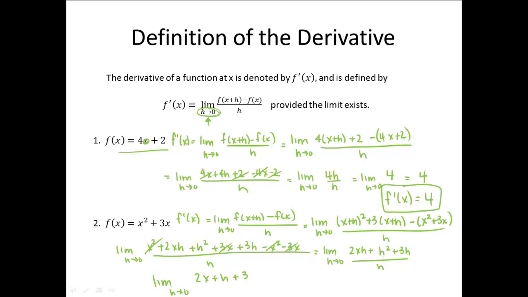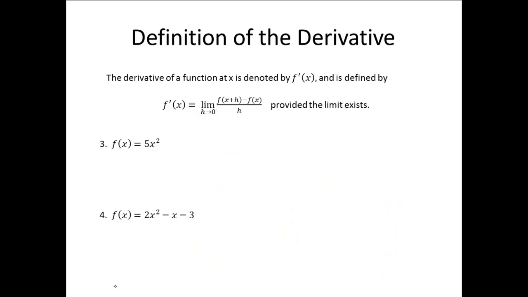Now I can substitute in my 0. The previous one there was no h to substitute, but this one I've got an h left over. So I substitute in the 0, and I get for the final answer 2x plus 3. So my f prime of x, my derivative, is 2x plus 3.